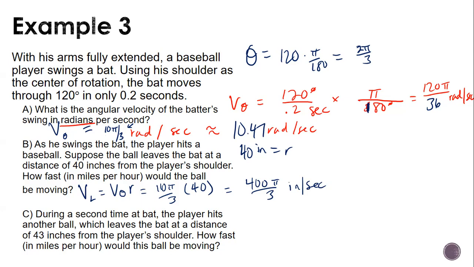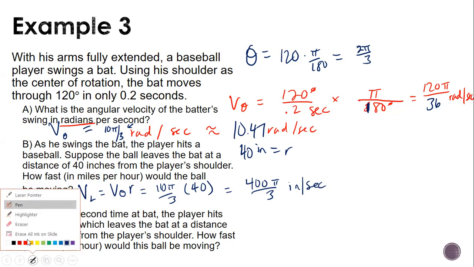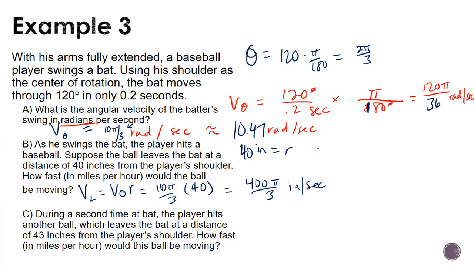Does it want to know how fast it's moving in inches per second? Miles. We have to convert from the inches per second into miles per hour. Okay, so we're going to set up our tracks. I think I can squeeze it in here. So we have 400 pi inches per 3 seconds.